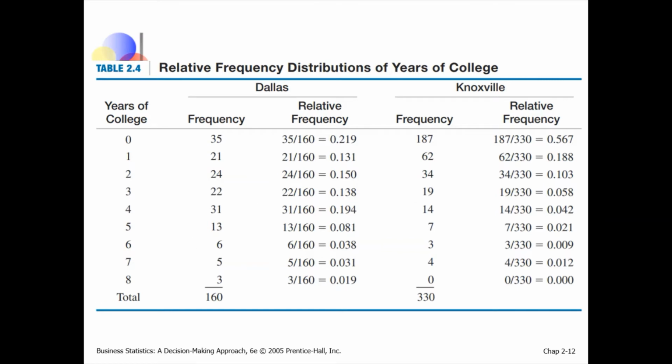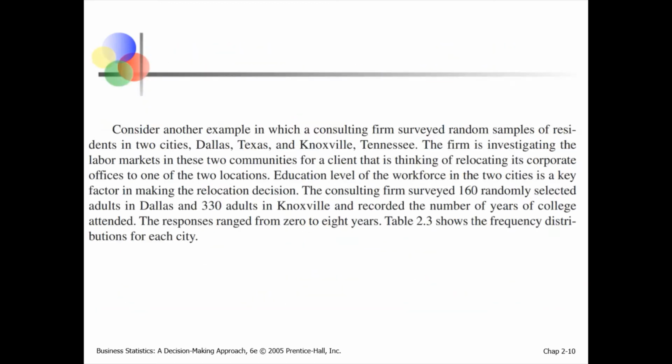They took the data based on people who are thinking of relocating, right? So, investigating labor markets in these two communities for a client that is thinking of relocating its corporate offices to one or two locations. If we go back to the example, the samples they took are those adults who are thinking of relocating, investigating the labor markets in these two communities for a client that is thinking of relocating its corporate offices to one or two locations.